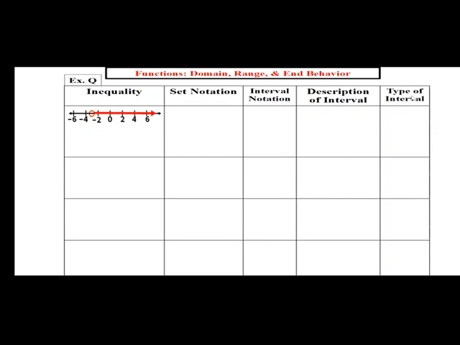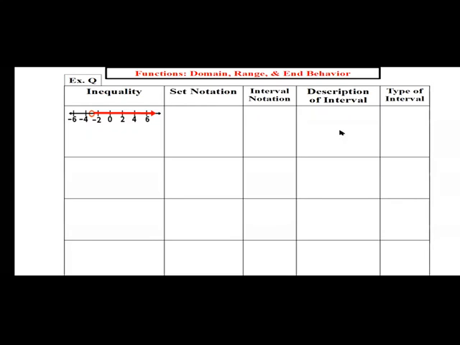And the last column, type of interval. And on the first column, I want you to add this graph. We have a number line, and there's a graph pointing to the right with an arrow, and it's in red. And in the beginning point, it's an open point between -4 and -2. Copy that really quick.